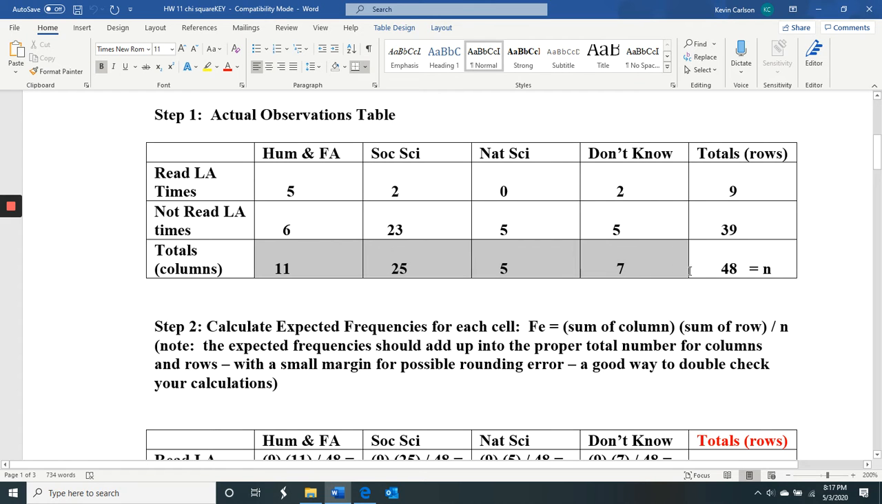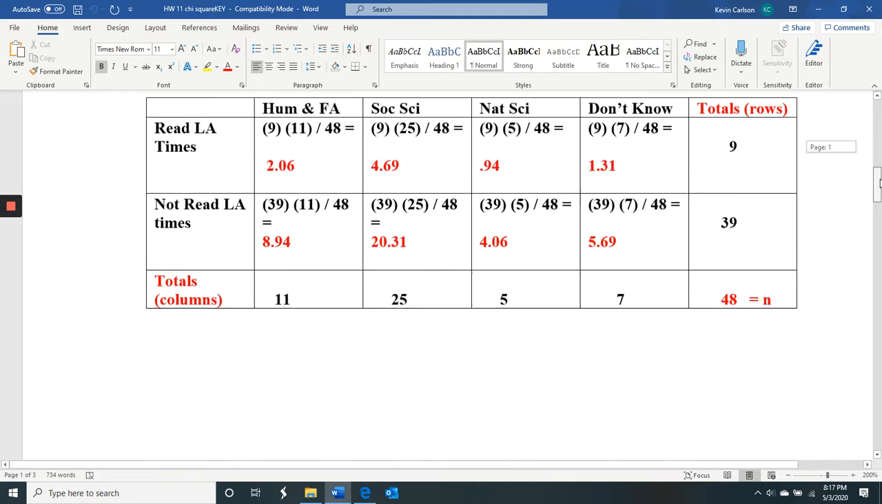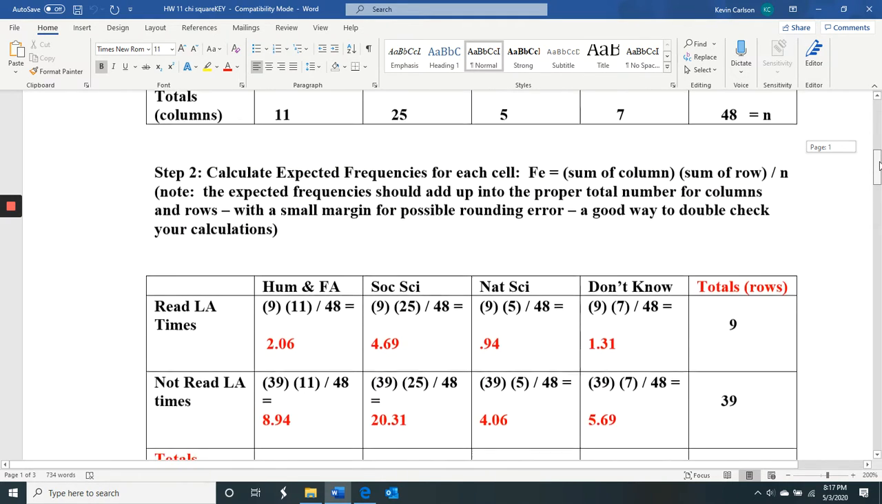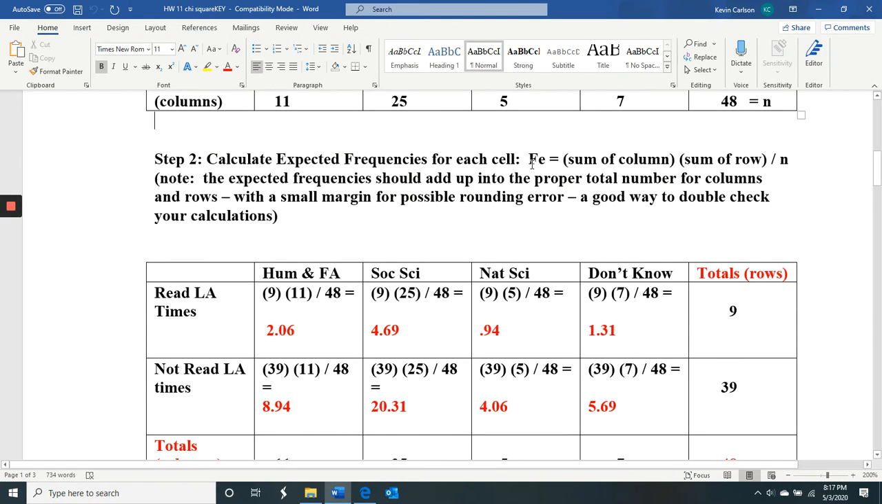If we add these four together, it comes out to 48. If we add these two together, the rows, it also comes out to 48. So looks like we're in good business here. So here's the actual observations from our sample. So now the next step is we calculate our frequencies. So remember that the formula is this.